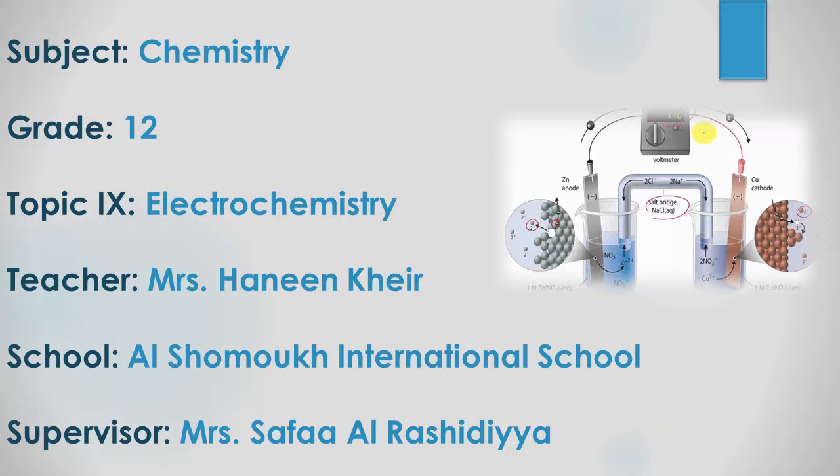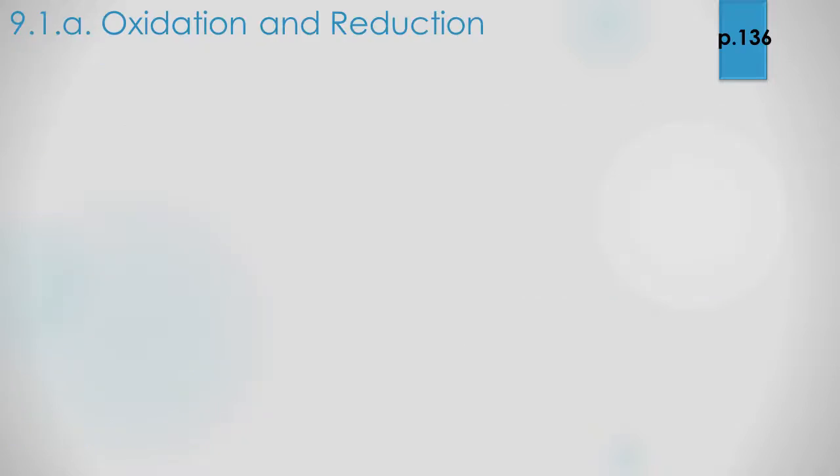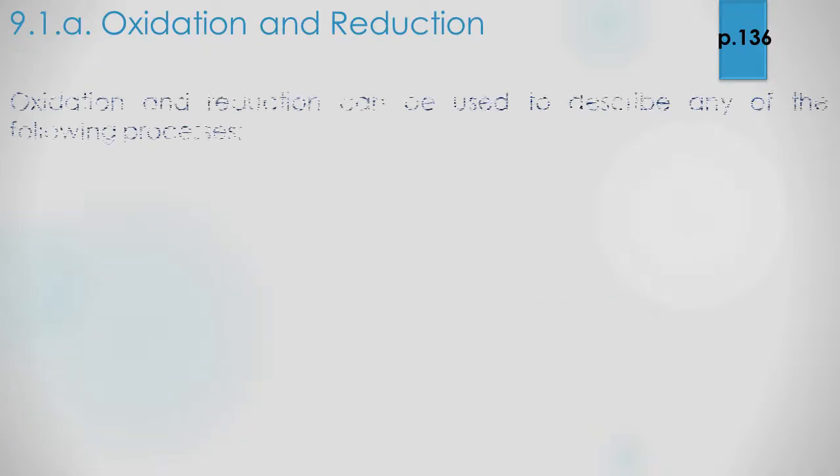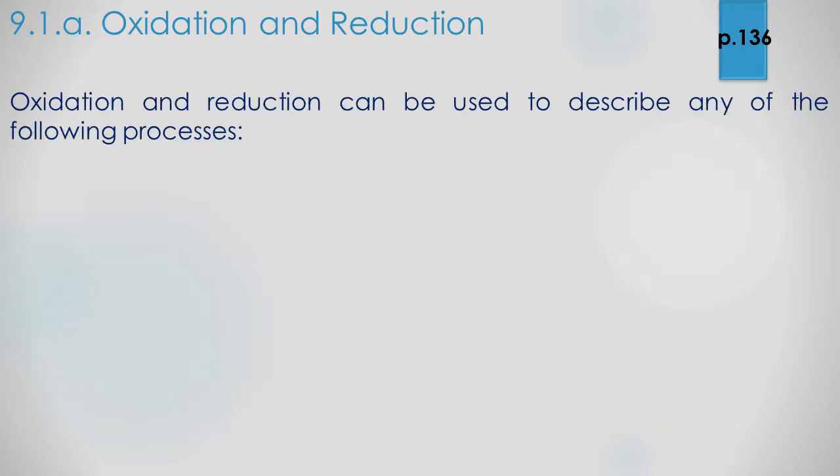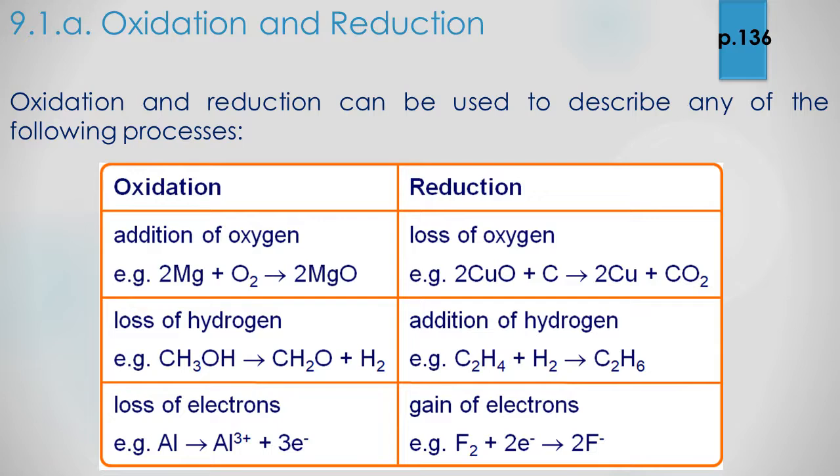This video is to help you understand the last topic in the grade 12 syllabus, electrochemistry. We will start our topic by recalling the several definitions of oxidation and reduction. We can describe an oxidation reaction as addition of oxygen or loss of hydrogen or loss of electrons. In this topic mainly, we will consider the loss of electrons in defining oxidation.